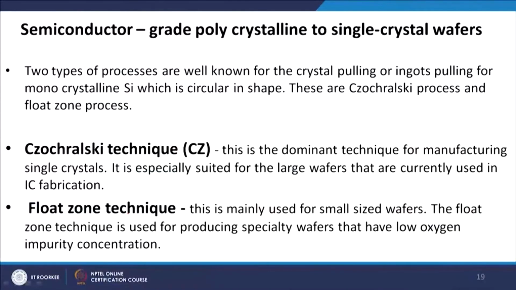But the Siemens method produces a polycrystalline silicon. We need to get a single crystal silicon starting from a polycrystalline silicon. How can we get that? There are two different methods for getting the crystal pulling or ingot pulling for the single crystal silicon, which is circular in shape. There are two methods: one is called the Czochralski technique and another is called the float zone technique. We will learn about these techniques today.